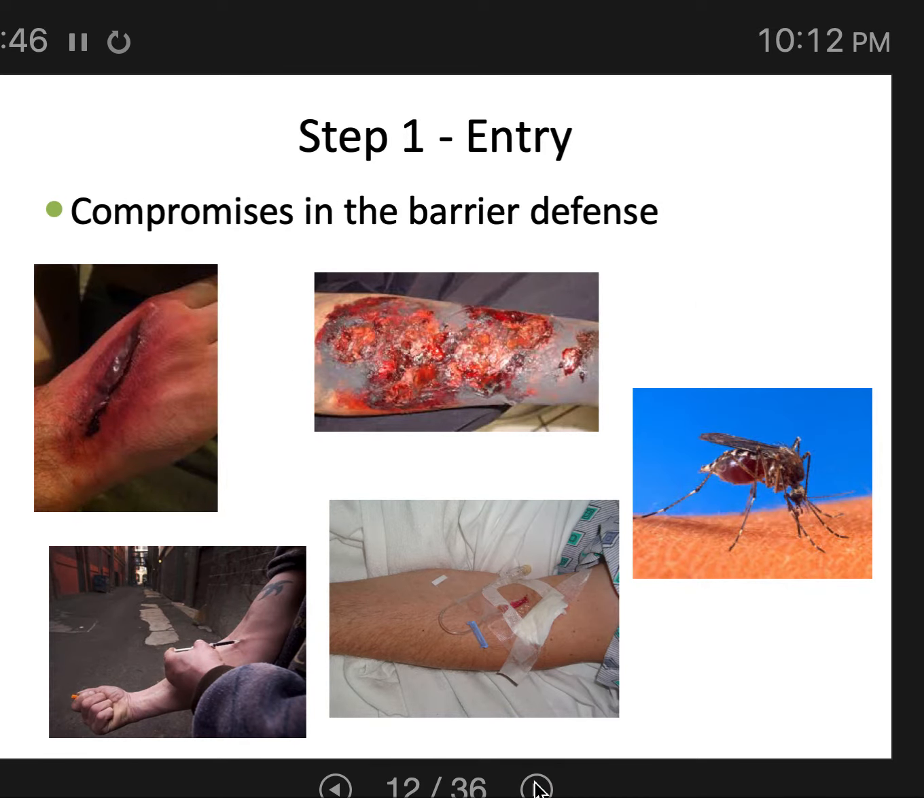Some pathogens that get into your body are opportunistic. They look for compromises in your skin barrier. So wounds, they might enter through a wound or through a needle, or some of them actively penetrate, they actively compromise the skin barrier by employing a biological vector, which we just talked about in the last lecture.